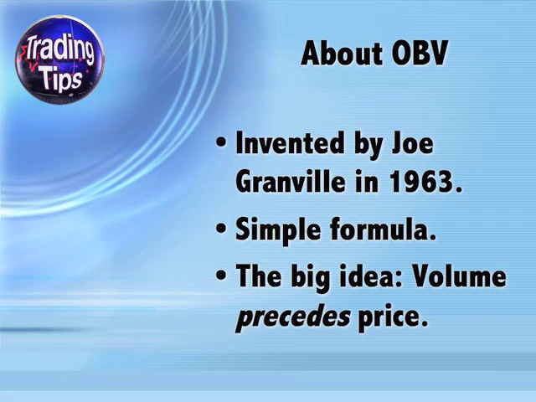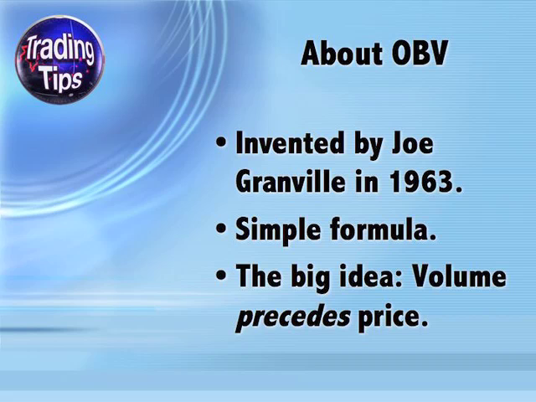OBV was invented by Joe Granville, who shared the statistics methodology in his 1963 classic, Granville's New Key to Stock Market Profits. It is a simple formula created in the days before there were computers in every house. Heck, OBV was intended to be calculated by hand. But just because an idea is simple and easy to calculate doesn't necessarily mean that it's inferior to more complicated models. Indeed, OBV is an ingenious indicator that focuses on one simple but important concept: volume precedes price.